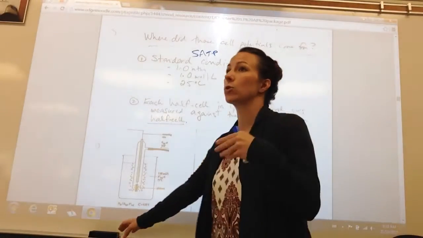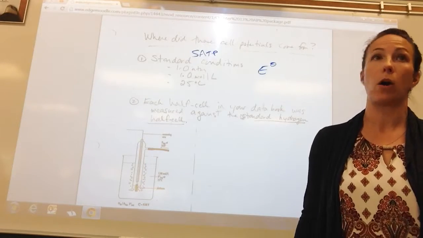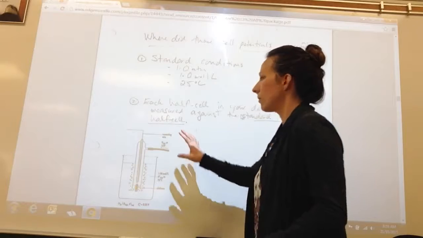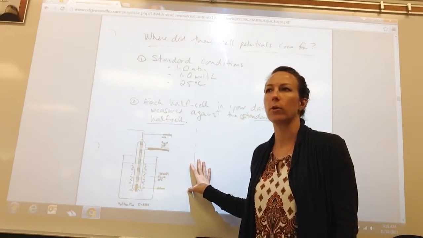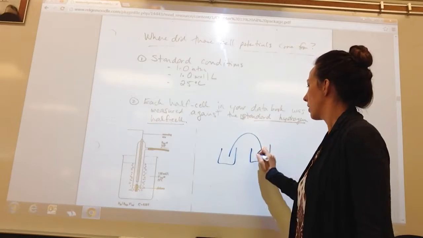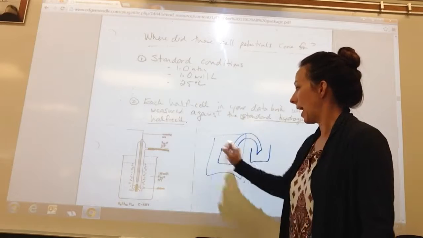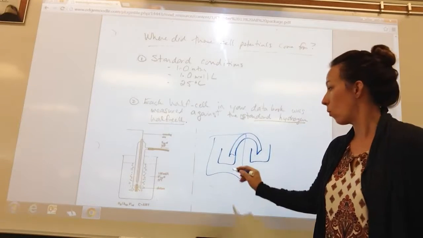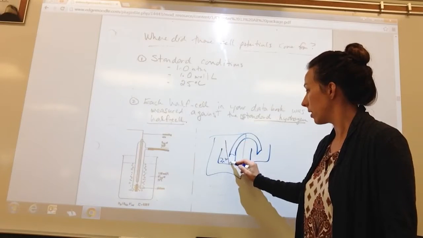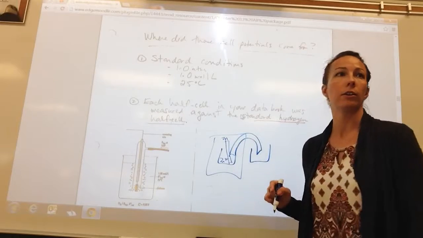The second bit is the actual number bit. So where do they get the negative 0.76 or the positive 0.34? It comes from each half cell. Do you know what I mean when I say half cell? If you had the two things and the salt bridge, I'm talking about half of it. So the one solution, let's call that zinc 2+, and the one metal, let's call that zinc. So we've got a zinc half cell here.